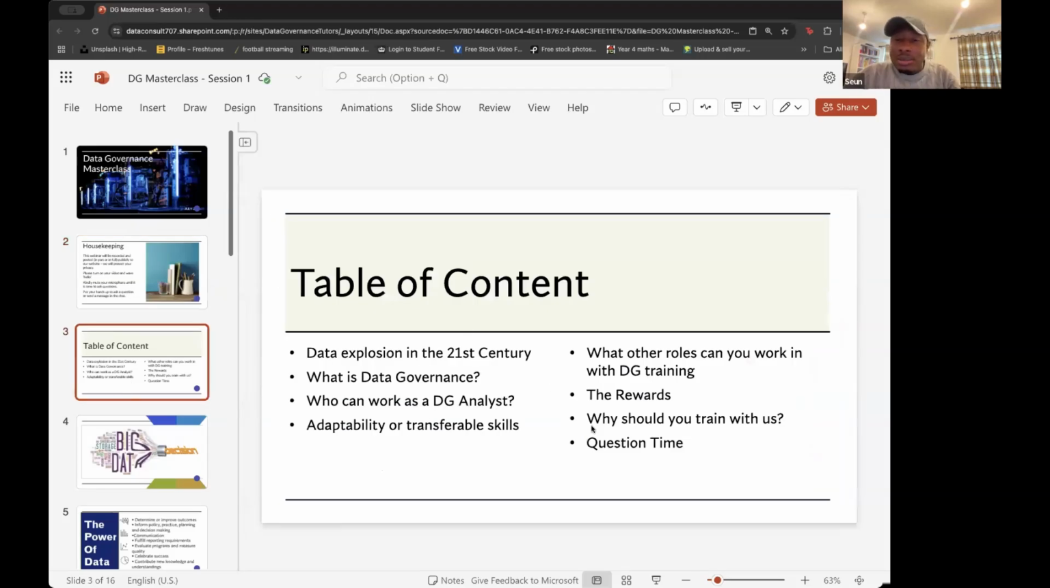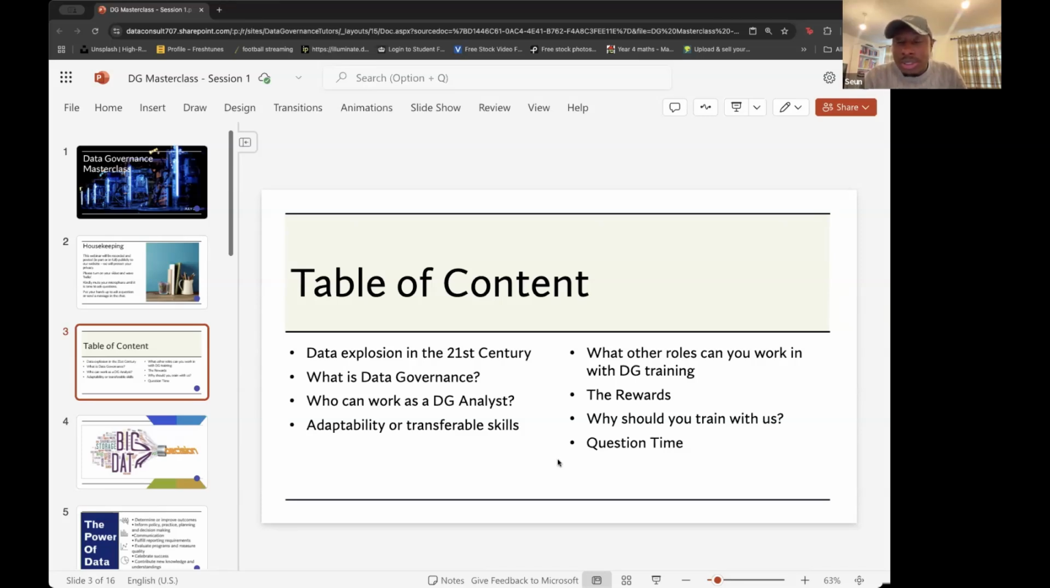Next is, what am I trying to achieve or talk about this evening, UK time, this morning, America time, since we have America here and we have Nigeria too, evening Nigeria time. It's to talk about the understanding of data in this century, what data governance is, and who can work as a data governance professional, analyst, manager, or data manager. What adaptability or transferable skills might you need from where you are to go into managing data? And once you do this course, what other roles does it expose you to in terms of opportunity?